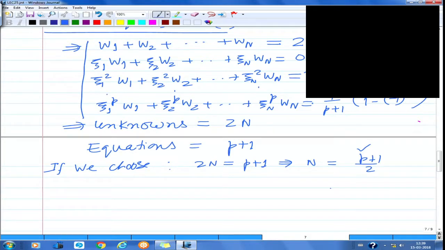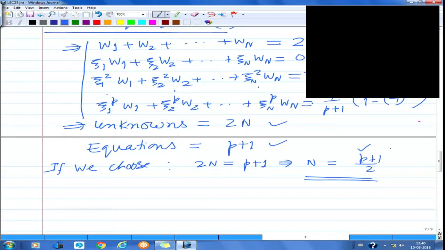Then you approximate it to the next integer. This is always approximated to the next integer, and if you choose that many Gauss points, then you actually get the exact integration of the approximated function f of xi. This is what I had mentioned when I discussed numerical integration, that the number of points for exact integration is the highest power plus 1 divided by 2, approximated to the next integer. This actually comes from this analysis.